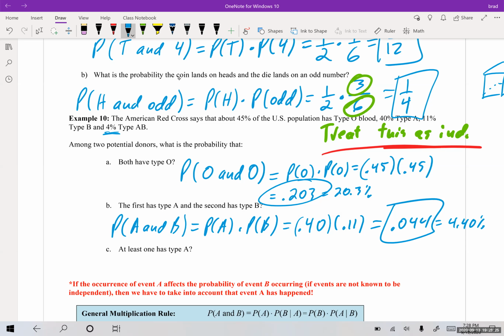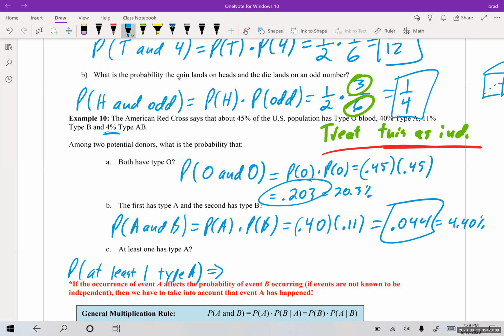Then it says at least one has type A. Now we're going to get to something a little different, and we have to be careful because it says at least one has type A. So that would be the probability of at least one type A. What does at least one mean? If I'm drawing two people, the first draw has type A, or the second draw has type A, or they both have type A.